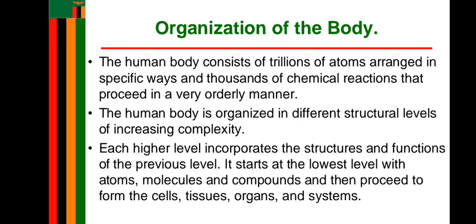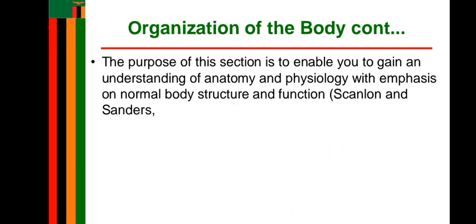Each higher level incorporates the structure and function of the previous level, which is very true, because a group of cells makes tissue, and a group of tissues makes organs. A group of organs makes systems, and a group of systems makes an organism, just like you and I. So it starts from the lowest level, the atoms, molecules and compounds, then proceeds to form cells, tissues, organs, and systems, then finally an organism.